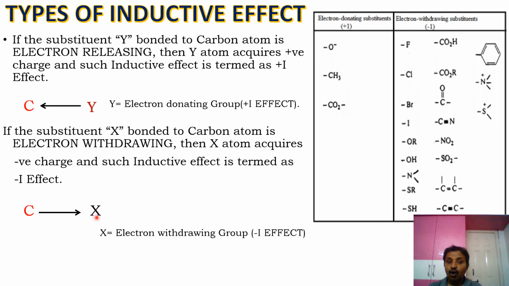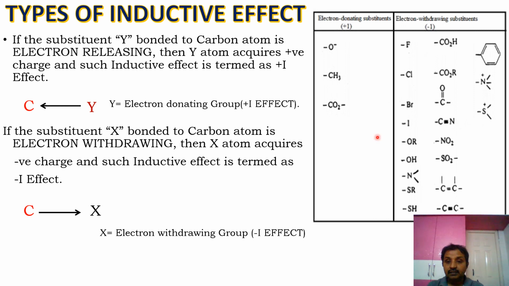The atom or group bonded to the carbon atom bearing highly electronegative groups: fluorine, bromine, iodine, oxygen. Oxygen is a highly electronegative atom. Nitrogen, sulfur; the carboxylic acid group bears two oxygen atoms, and carboxylate esters also have two oxygen atoms. Because of these oxygen atoms, which have greater electronegativity, such groups act as electron withdrawing substituents.